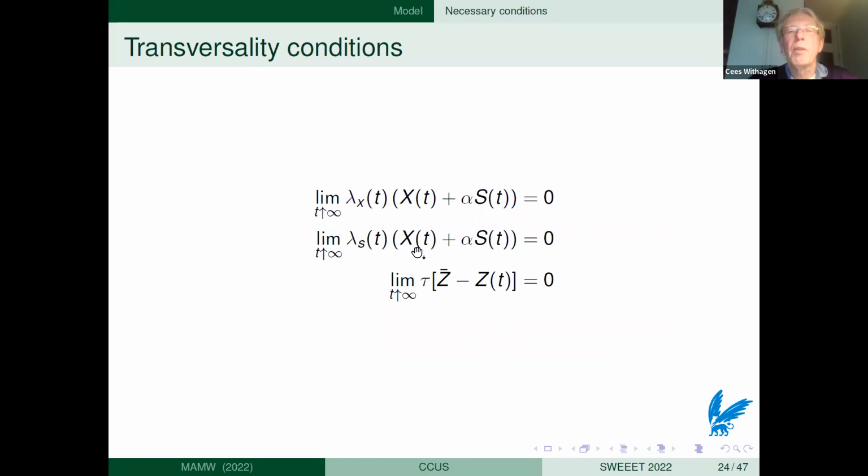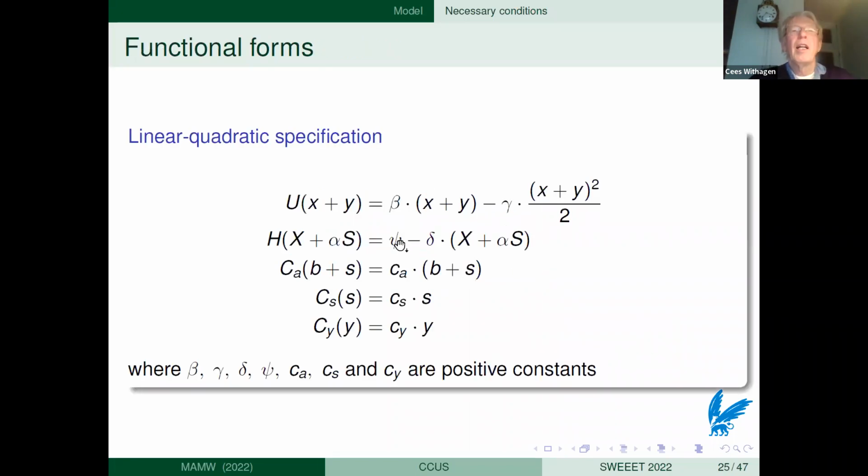Okay, so there are some transversality conditions. And as I said, it's very difficult to solve this problem in its generality. So we rely on specific functional forms. We take a linear extraction cost, linear abatement costs, and quadratic utility, etc.